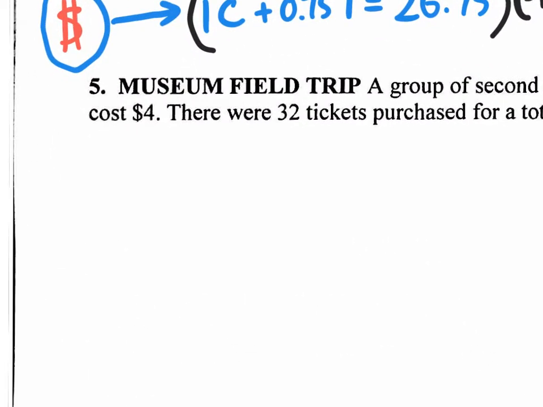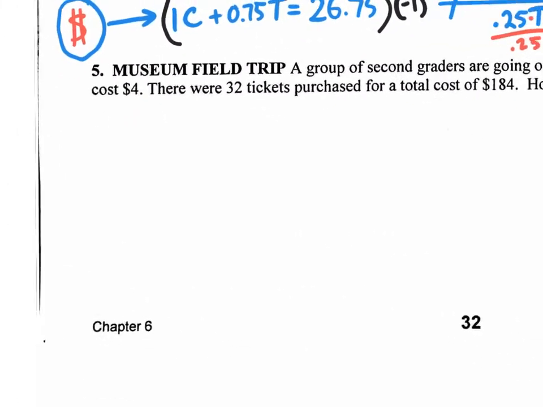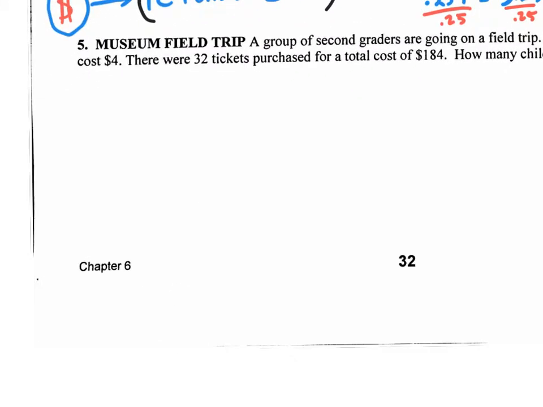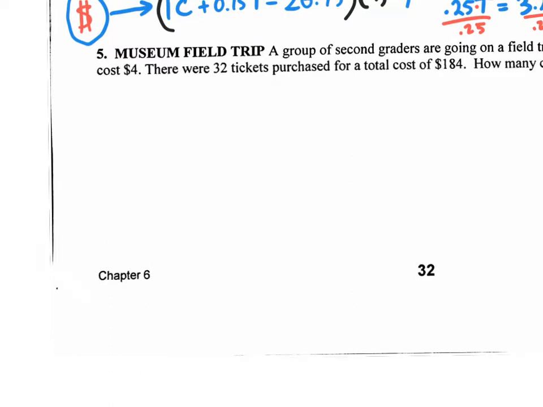Museum field trip. A group of second graders are going on a field trip. An adult ticket costs $6 and a child ticket costs $4. There were 32 tickets purchased of adult and child tickets, and the total cost was $184. So we need to make two equations. One's going to be based on what? Money. Okay, and the other equation is going to be based on number of tickets.